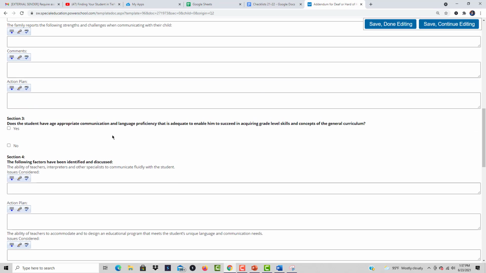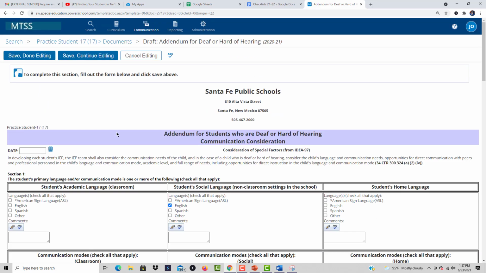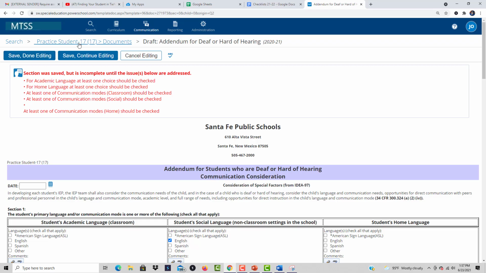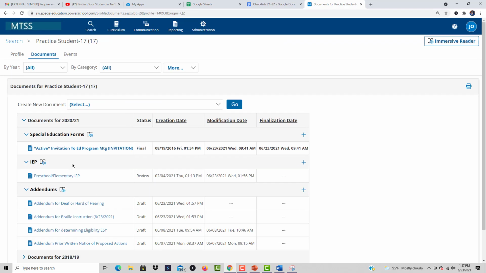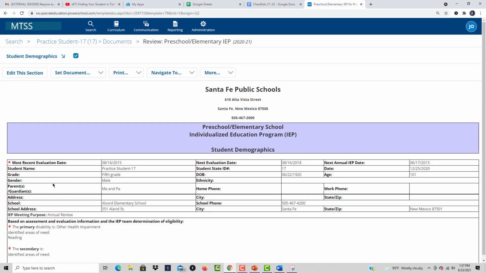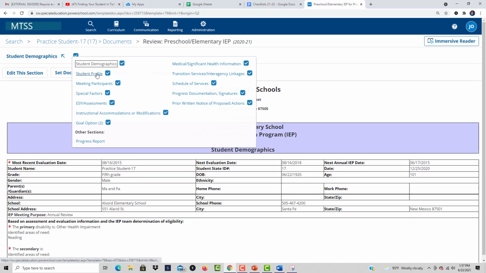So oftentimes, if you're filling out this form, you have the assistance of a deaf and hard of hearing liaison, or possibly a speech language person who would also be able to be helpful in this as well. But for every student who is deaf and hard of hearing, that addendum has to be filled out. And the fact that you've done so ends up being reported to the state, and then they report it on to the federal government. All right, let's go ahead and look more at the special consideration factors, or special factors.